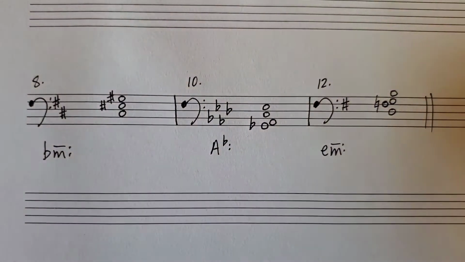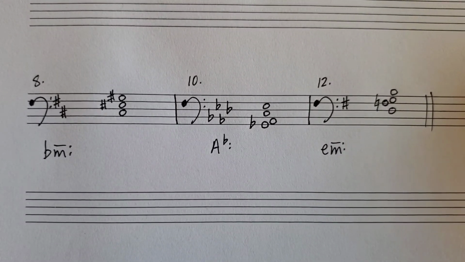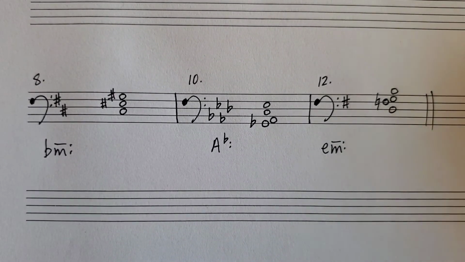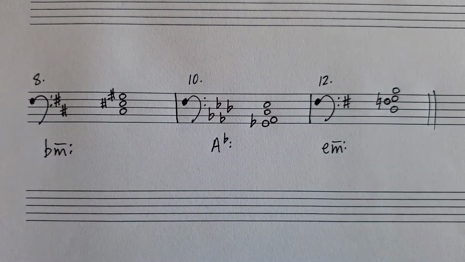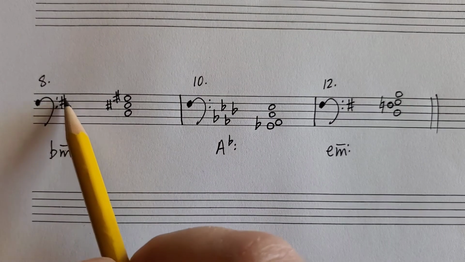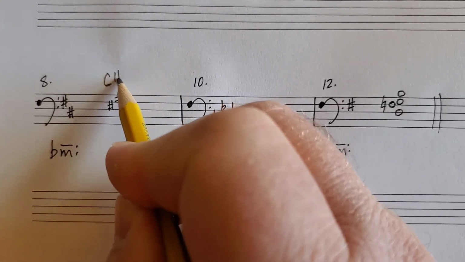Okay, and to finish up here, we're going to take a look at numbers 8, 10, and 12. Again, we're identifying secondary dominants. And I'm going to move a little bit more quickly here, just to give you some more examples. So number 8, B minor, bass clef. Here's our 2 sharps. And the chord is in root position already.